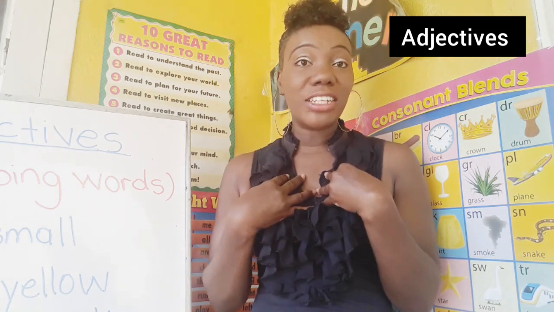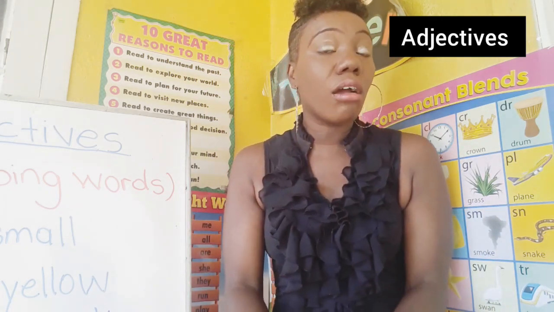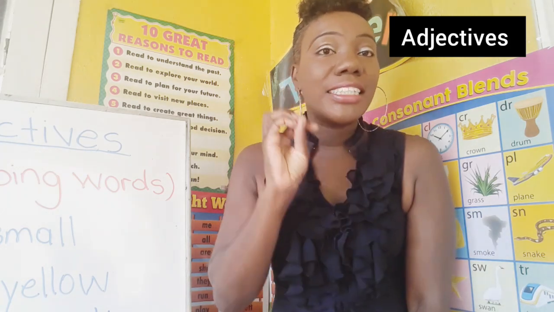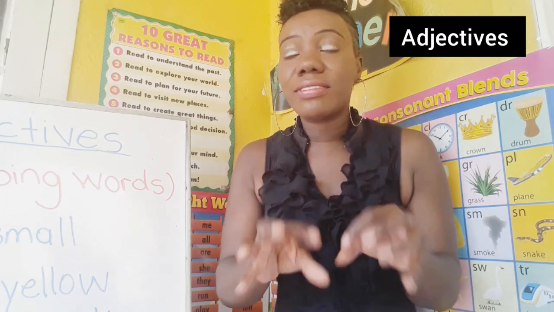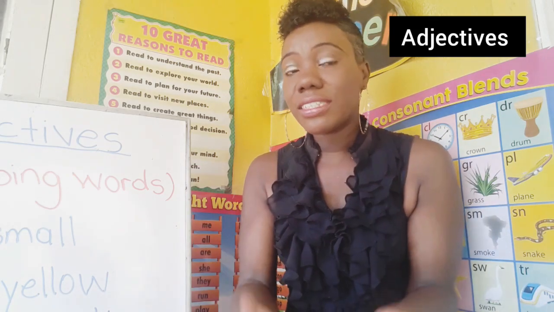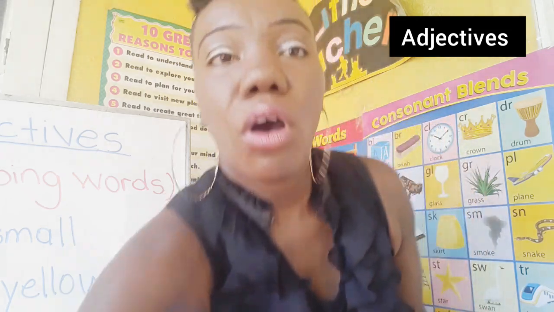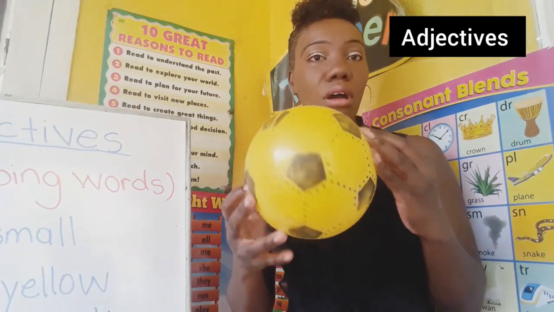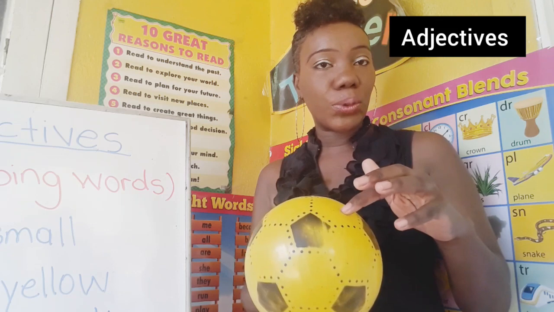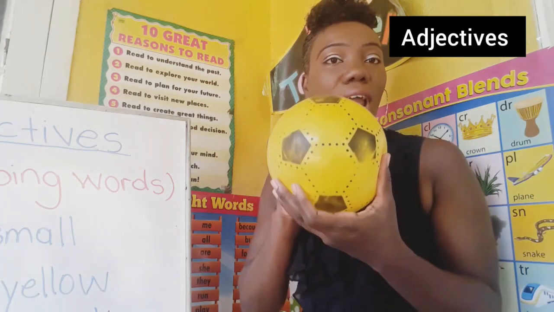So Auntie Karine is telling you now that the words that you use to describe things are called adjectives. What are they called? Adjectives. And adjectives tell you how something looks. Adjectives tell you how something looks. Like when we were talking about the ball, we can use colors to describe things. So we say the ball is yellow and black and it's round. So you're describing the ball.